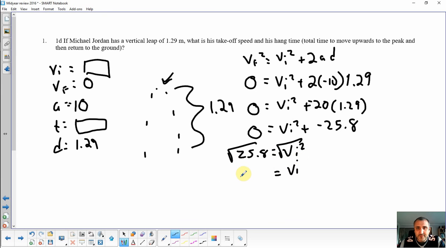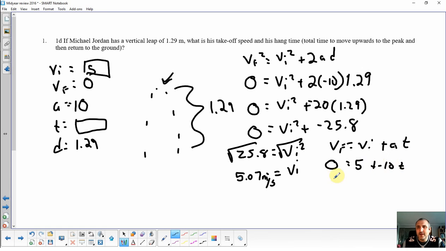VI is going to be 5.07 meters per second for the VI. So there's your VI. I call it 5. And then if we want to know the time, we can now go VF equals VI plus AT. And VF is still 0 at the top, but we now know our VI. I'll just call it 5 plus negative 10t. We're going to have to subtract 5 from both sides. So negative 5 equals negative 10.